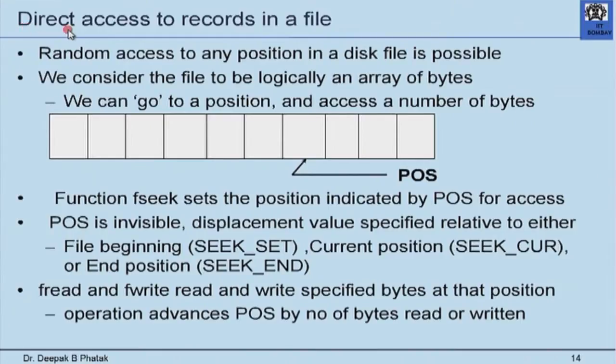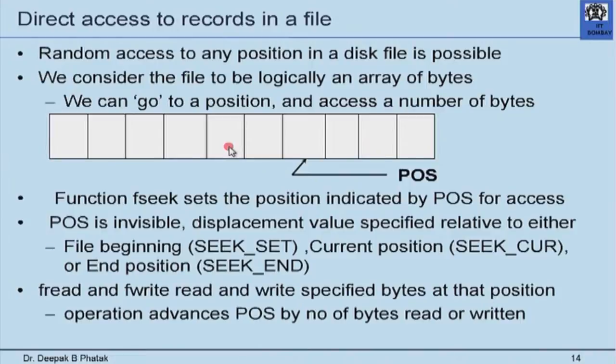This slide describes what is meant by the direct access of records to a file. As I said, a file is a series of bytes. It's an array of bytes. Relatively independent of where the file is located on the disk, as far as our program is concerned, whenever we open a file, we presumably are at this point, which is the 0th byte of the file. This is the first byte, this is the second byte, this is the third byte, and so on.